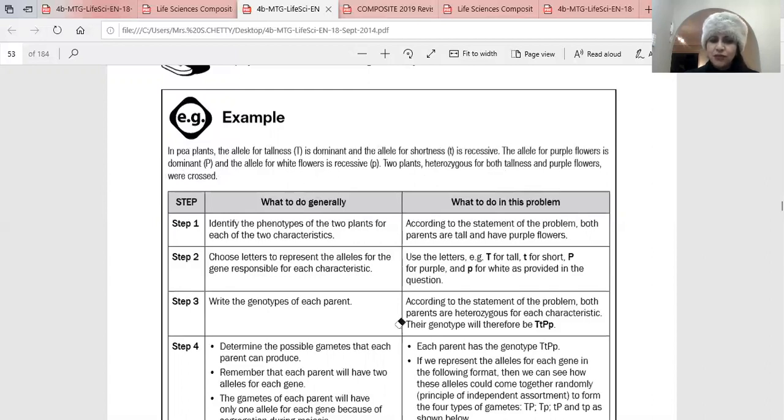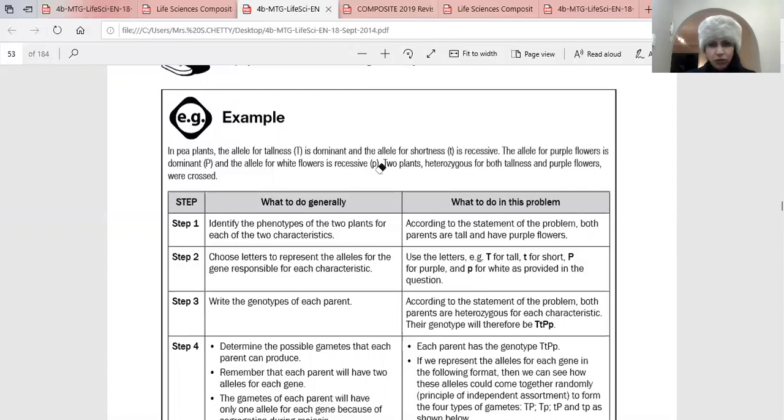Okay, so very, very importantly now, both these characteristics go together. You can either be tall and purple or tall and white. You can be short and purple or short and white. 4 different phenotypes.